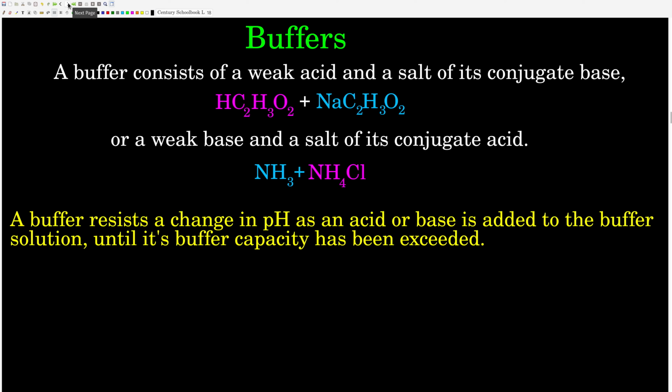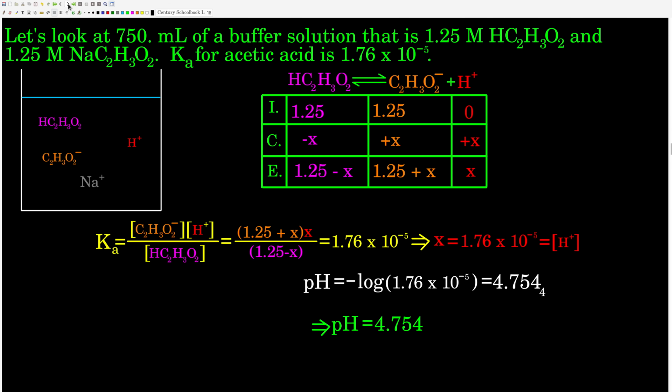But up until that point, you'll see the pH changes. I mean, it changes, but very little, much different than if it wasn't a buffer solution. So let's look at a solution. We're going to have 750 mL of a buffer solution.